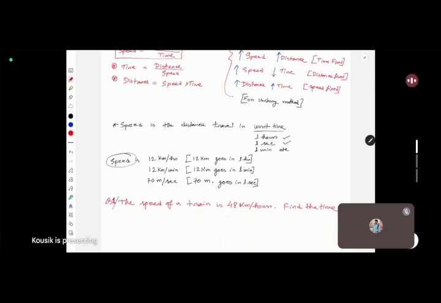Find the time in which it will travel 480 meters. The speed is given, distance, so 480 meters goes time. Find the time to go 480 meters.